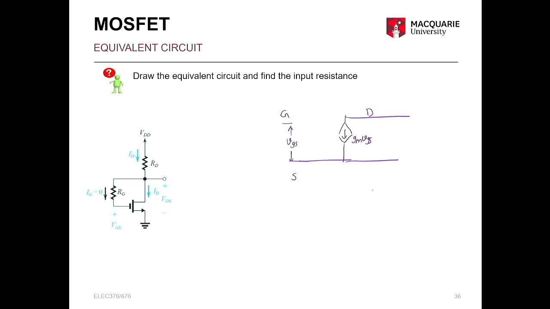And if the early voltage is considered, you will have R0 at the output. And where does RD come in the picture? Where do you connect RD? Between the drain and VDD. VDD is grounded in the small signal analysis, right? Okay, where do you connect RG here? It goes from gate to drain here.